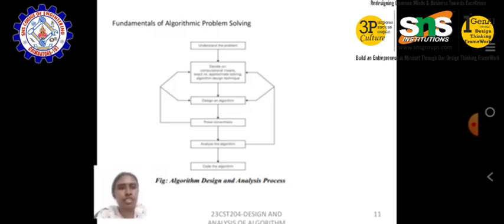This is the diagram of the algorithm design and analysis process. This is the fundamentals of algorithmic problem solving, breaking down each of the key concepts and techniques in detail in this video. The first step is understanding the problem, then choosing the right approach, then designing an algorithm, proving correctness, analyzing the algorithm, and coding the algorithm.